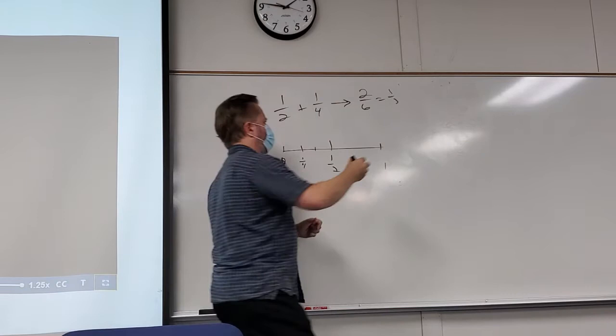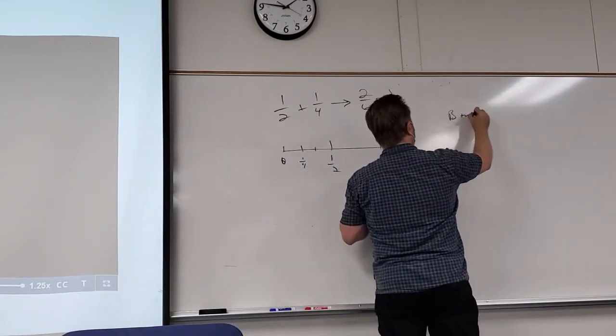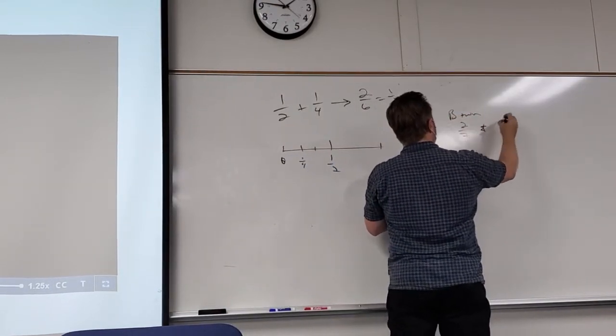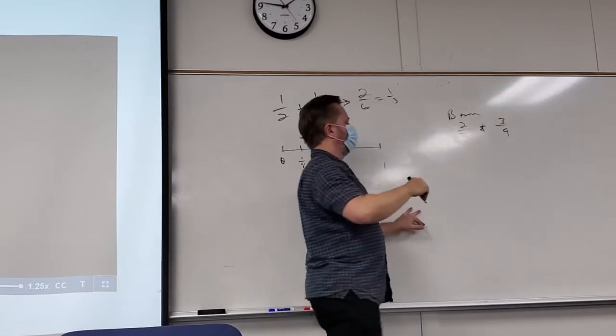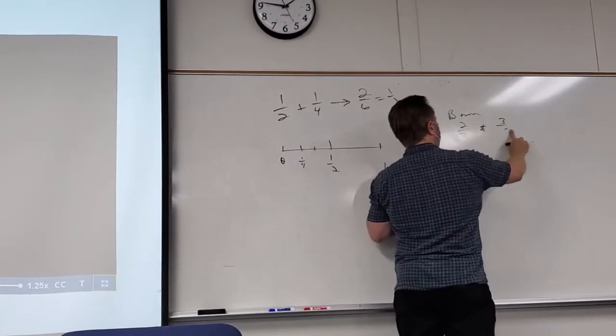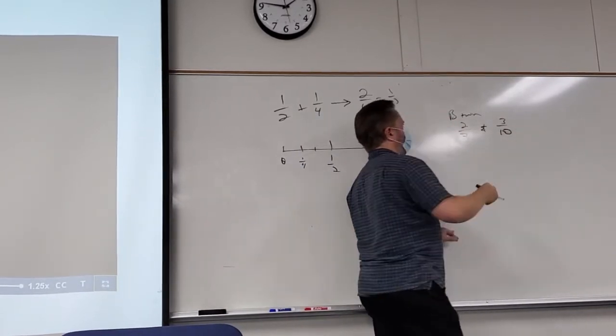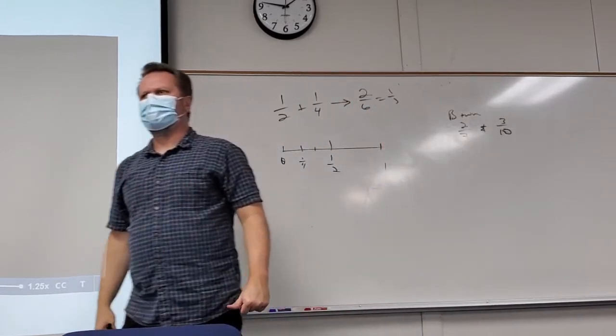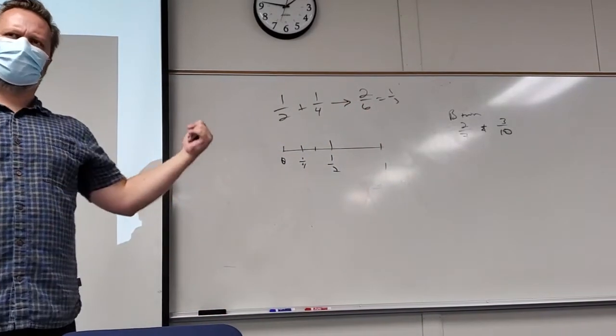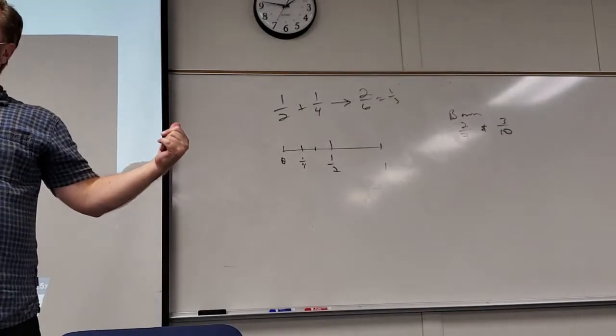So if I had to find a fraction between 2/7 and 3/9, let's make that a little more interesting, 3/10. What would the fraction be between those two? What fraction is definitely between those two?